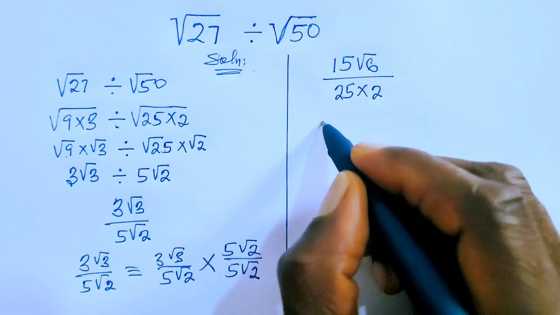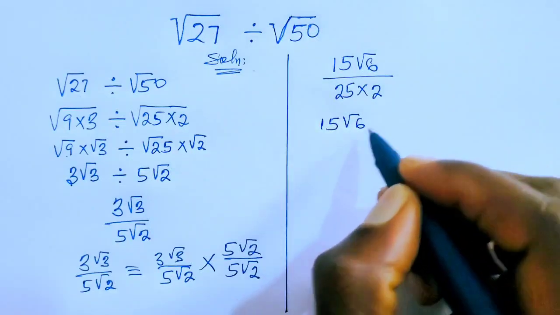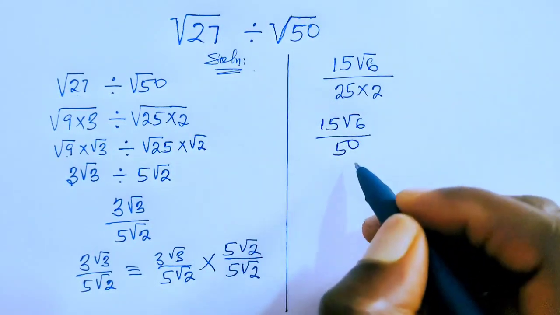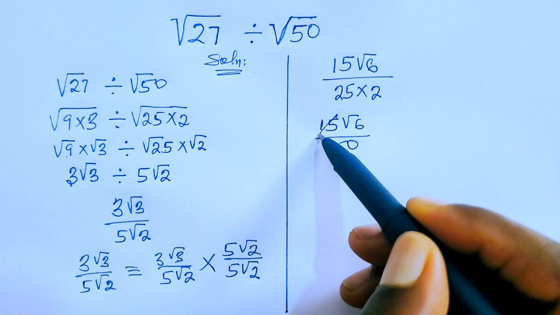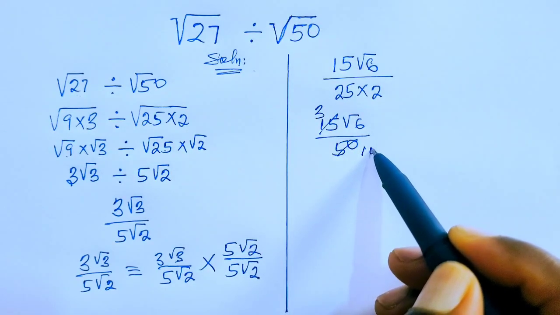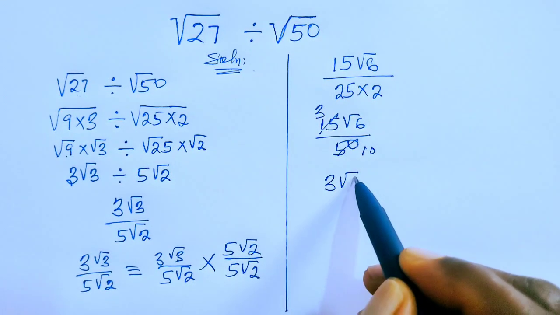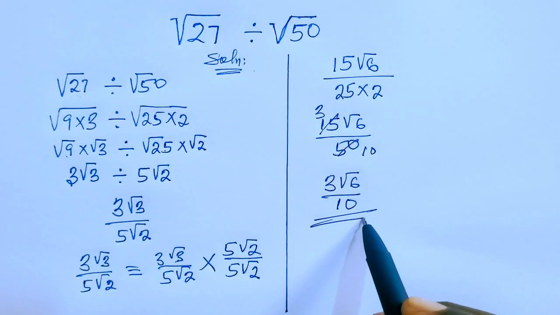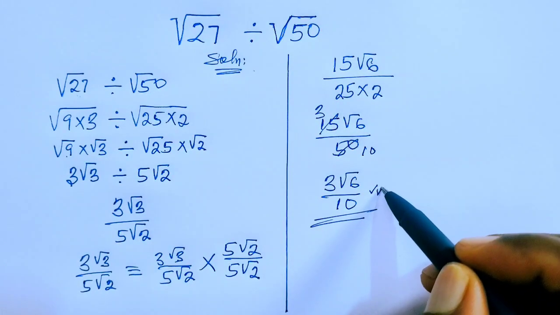Now do we simplify further? We have here 15 root 6 all over 25 times 2, that gives us 50. Now here 5 will go into 15 three times, and 5 into 50 is 10. Then as such, we have here 3 root 6 all over 10. And this is the final answer to this expression in Surds form.